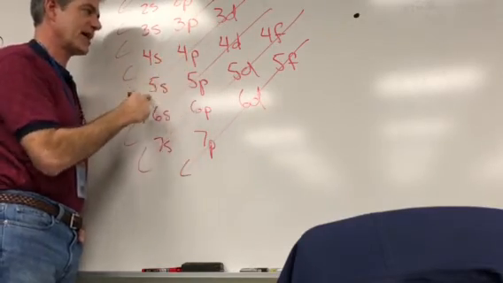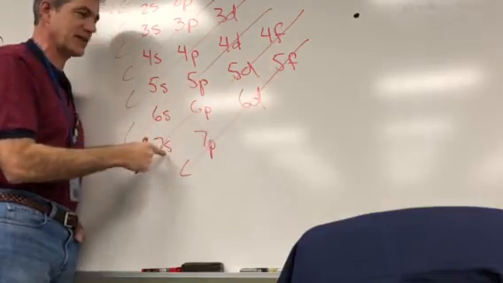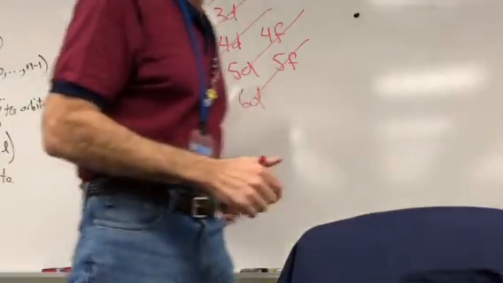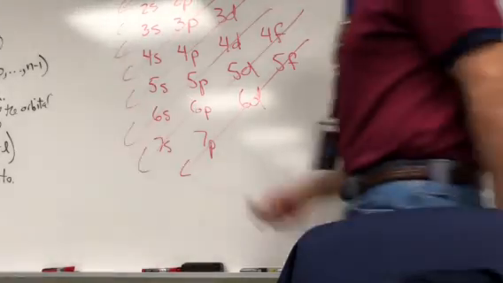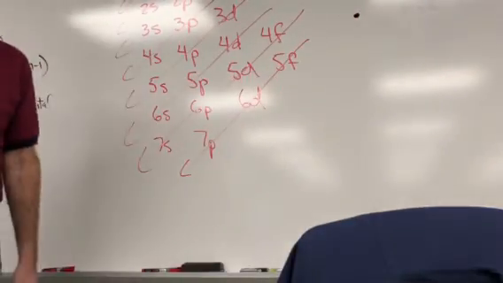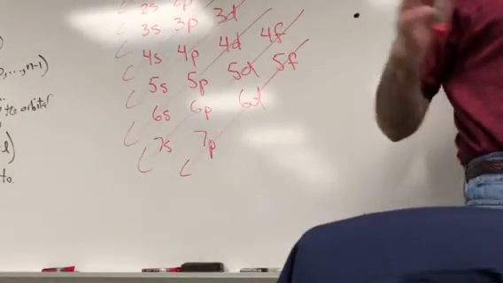Then the 4p, the 5s, the 4d, the 5p, the 6s, the 4f, the 5d, the 6p, the 7s, and so on. Yep. So does the 4s fill before the 3d? The 4s will completely fill before the 3d, yes. And that takes us to the next part, which is how do the electrons go into an atom?